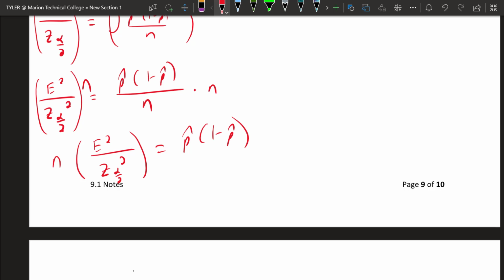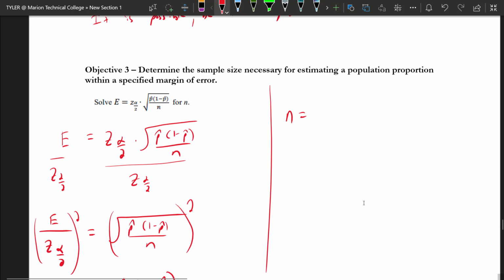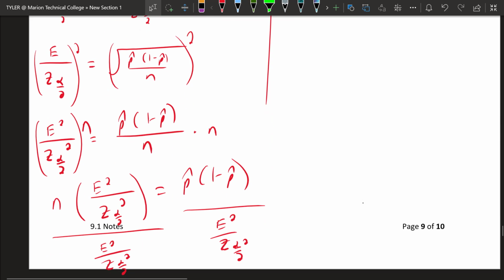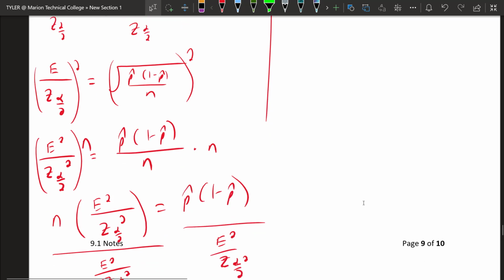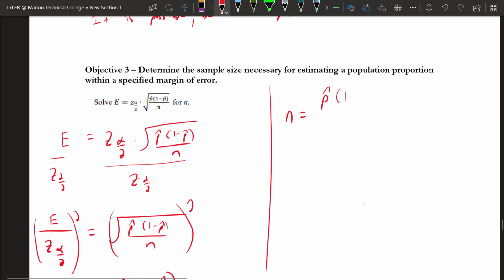So I'm trying to get n by itself. Now what I need to do is divide both sides by E squared divided by Z alpha divided by 2 squared. That will get rid of that on the left and leave just what we want. So that's going to leave me with n equals, and when I divide fractions, that's like multiplying by the reciprocal. So I would have p hat times 1 minus p hat, times the reciprocal, which would be Z alpha divided by 2 squared all over E squared.